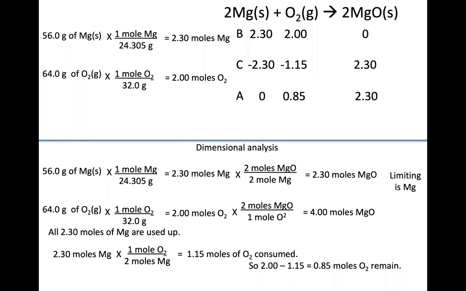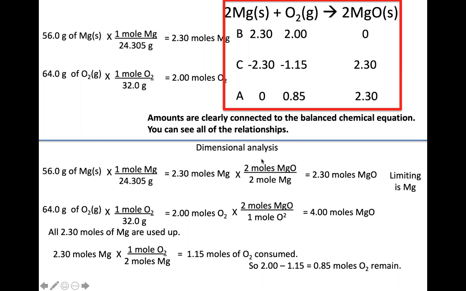That's completely fine. But if you're coming to this and you're sort of learning about stoichiometry or relearning it, and you're not a pro yet, I found that the BCA table in general works a little bit better. And the reason it works a little bit better is because the amounts are clearly connected to the balanced equation. You see the balanced equation right there. It's staring you in the face. And so you can clearly see how the different values are related to that balanced chemical equation. You can see all of the relationships that are taking place at the same time.